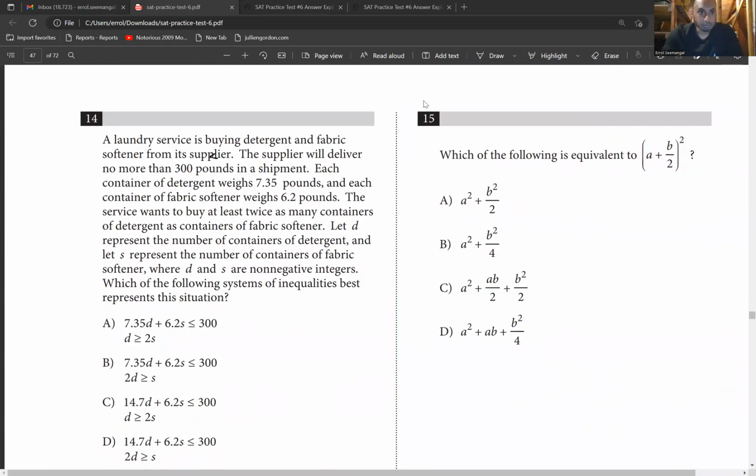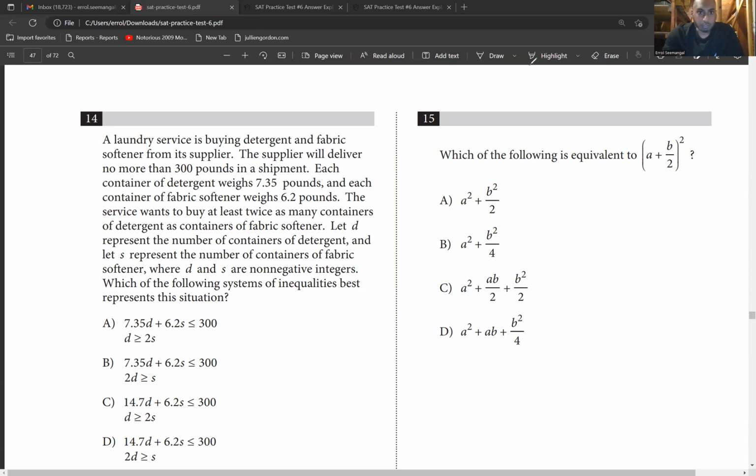Okay. Laundry services. Can you read that one for me? A laundry service is buying detergent and fabric softener from its supplier. The supplier will deliver no more than 300 pounds in a shipment. Each container of detergent weighs 7.35 pounds, and each container of fabric softener weighs 6.2 pounds. The service wants to buy at least twice as many containers of detergent as containers of fabric softener. Let D represent the number of containers of detergent and S represent the number of containers of fabric softener, where D and S are non-negative numbers. What's the best system of inequalities that represents the situation?